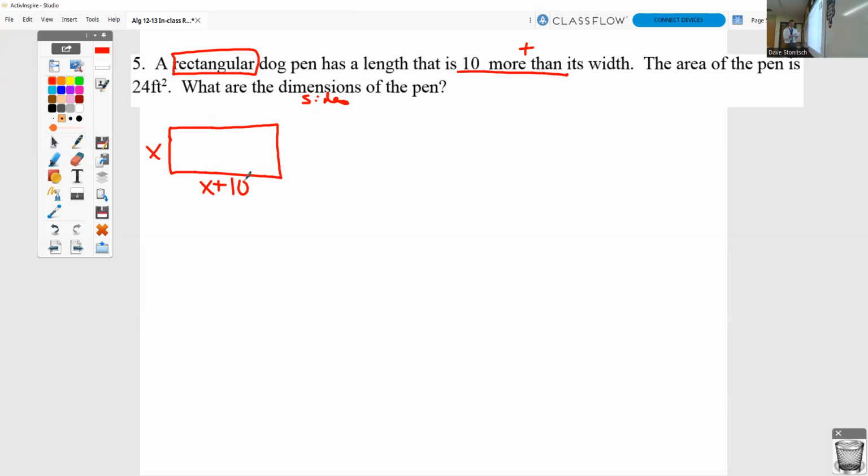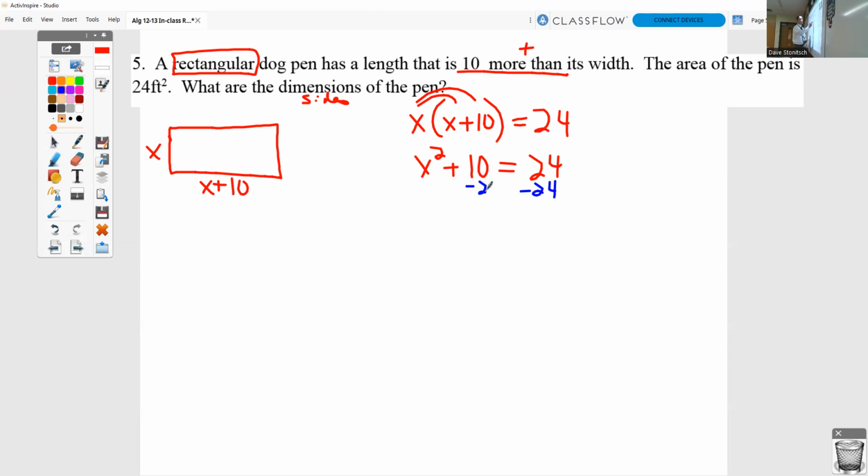And then it says the area is 24. Well, you multiply the two sides together to find your area. So X times X plus 10 equals 24. Distribute, distribute. X squared plus 10X equals 24. Now, what I would do next is I want to set equal to 0. That way I can either do the quadratic formula or I could solve it by factoring. X squared plus 10X. Oops, I forgot my X before. This is a 10X right there. X squared plus 10X minus 24 equals 0.